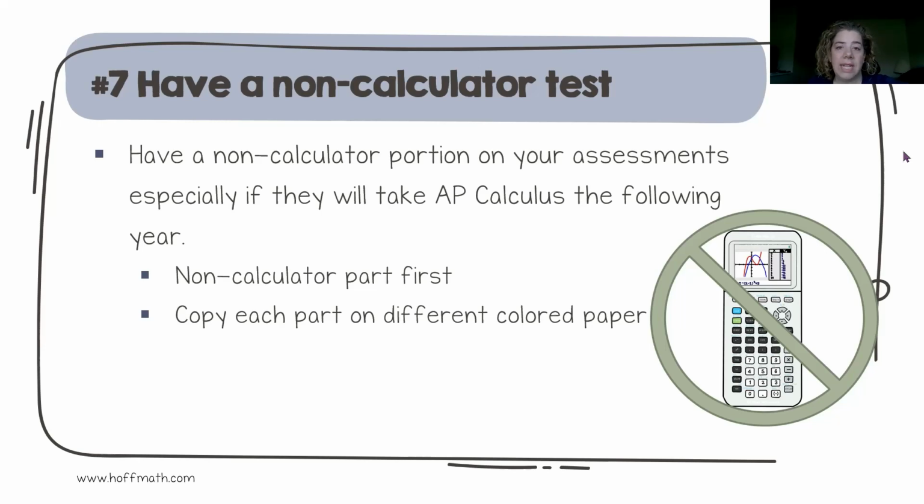What I like to do is copy the calculator portion on a different color. I give the students the non-calculator portion first, and then they turn it in to me, and then I give them the calculator portion, which is on a different color paper. As I glance around the room, it's pretty obvious to me that if you have a pink paper, then you can have your calculator out. If you have white paper, you cannot have your calculator out. So just to keep track of who is allowed a calculator and who is not.